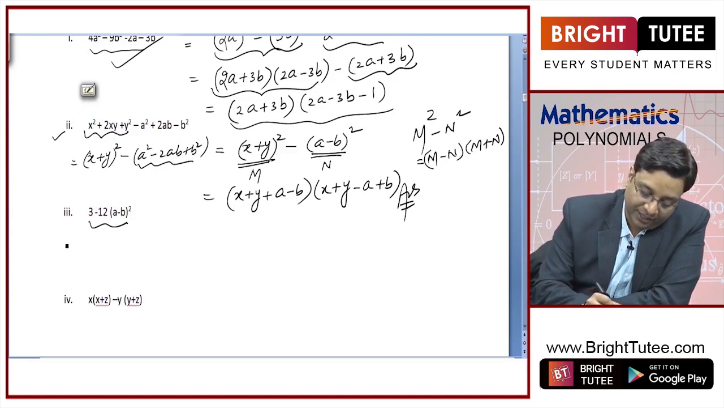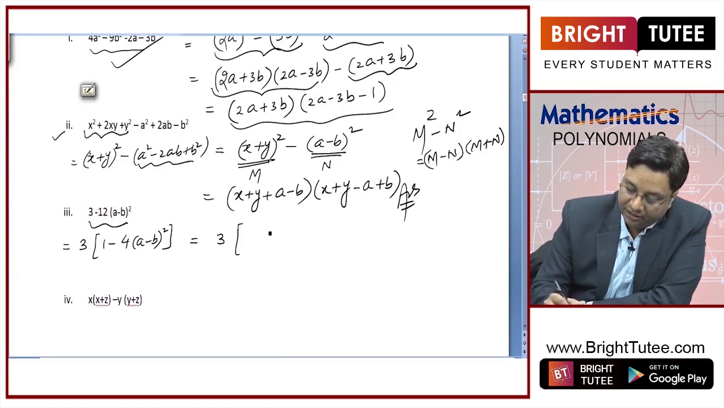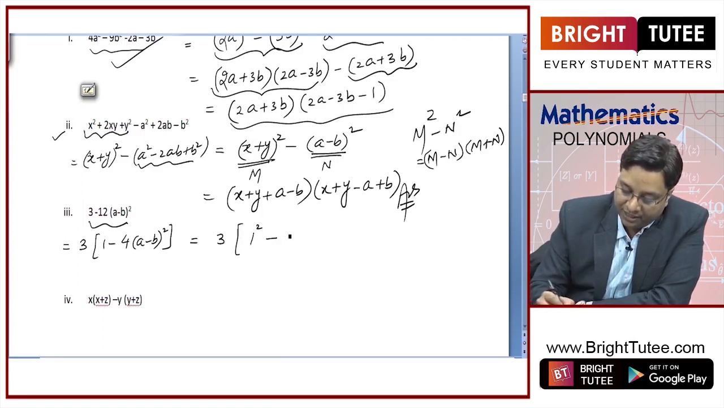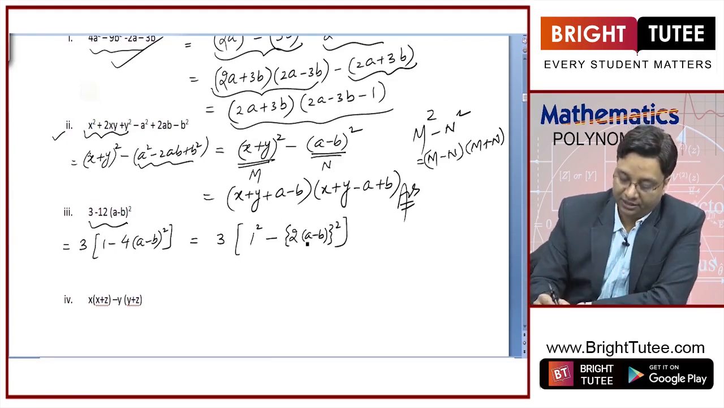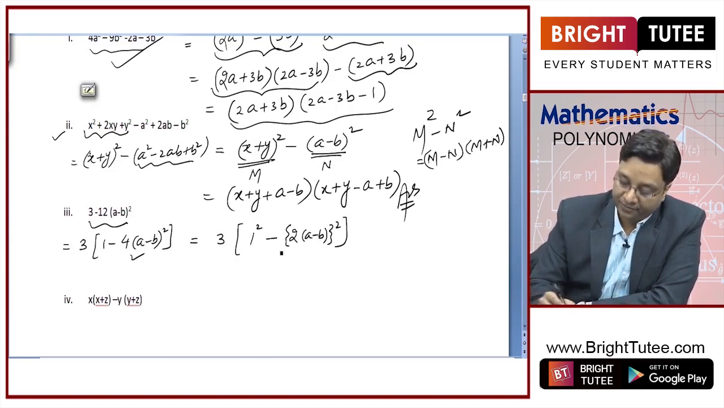In this one, if I take 3 as common, inside I will have 1 minus 4 (a minus b) whole square. Okay. So 3 is outside, 1 can be written as 1 squared and 4 is 2 squared. So the expression is 1 squared minus (2(a minus b)) whole squared.